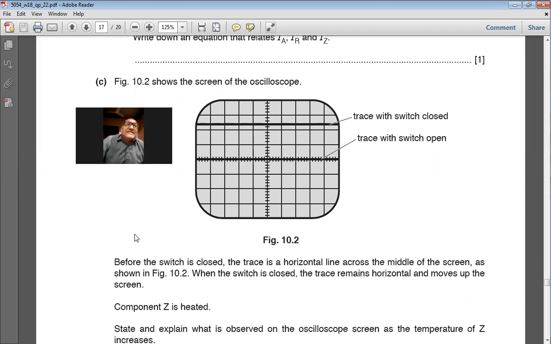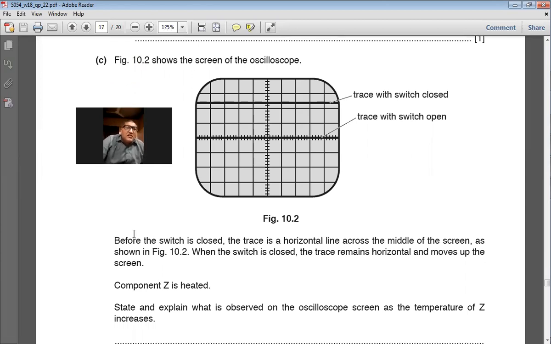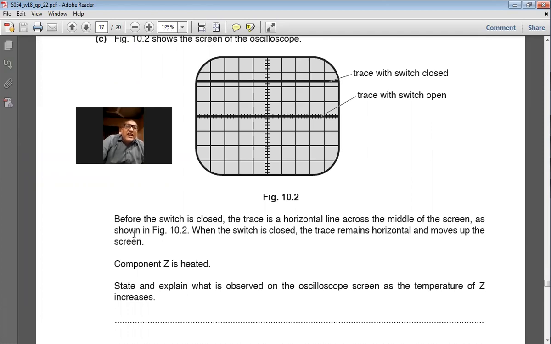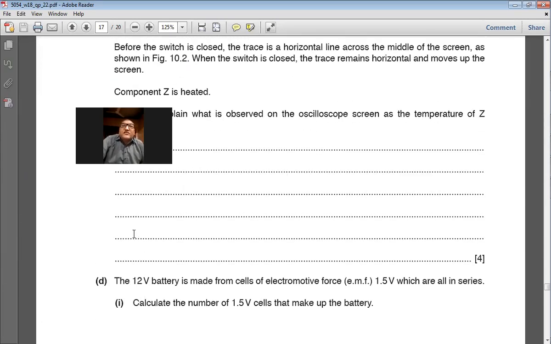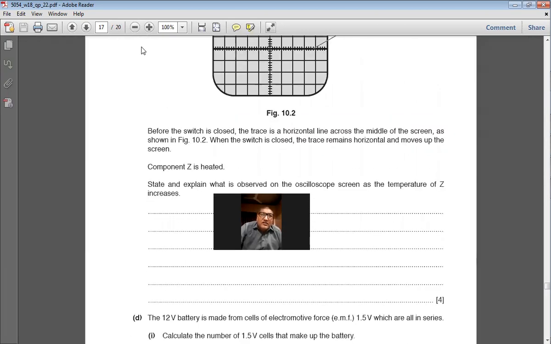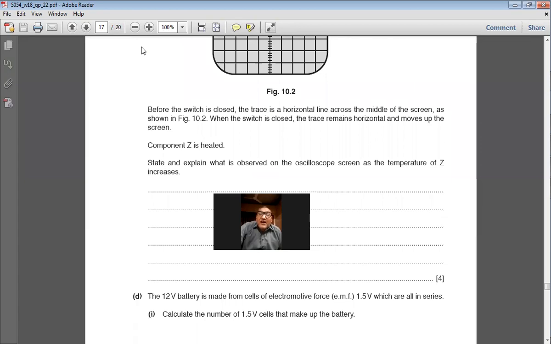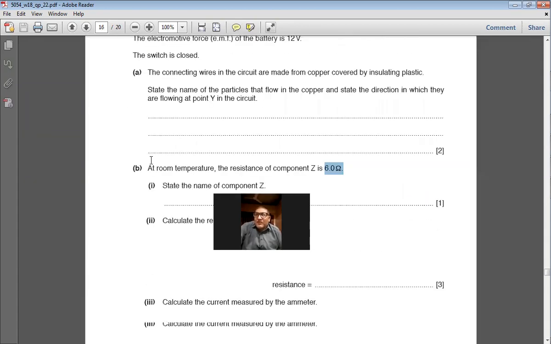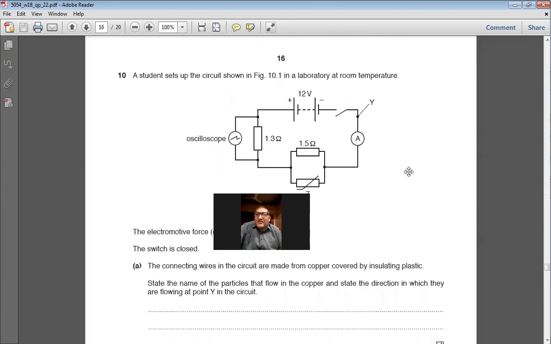Component Z is heated. State and explain what is observed on the oscilloscope screen as the temperature of Z increases. It's a 4-mark question. You see, it's an important question. Before you answer it, let me go to the diagram and try to explain it to you.